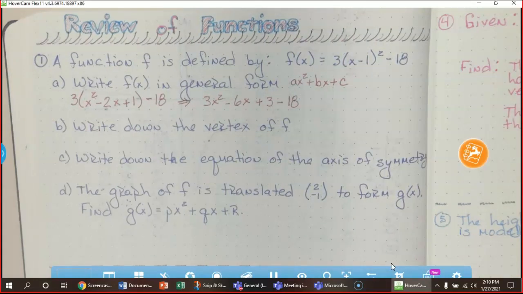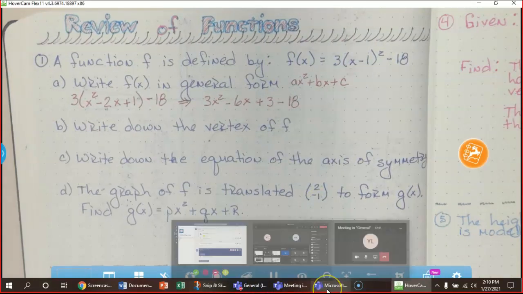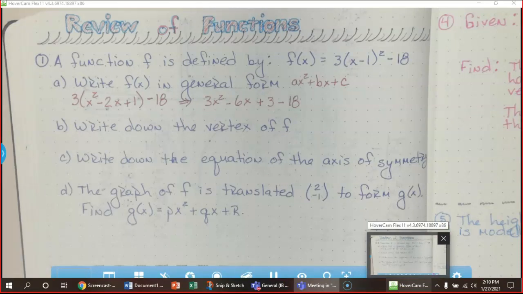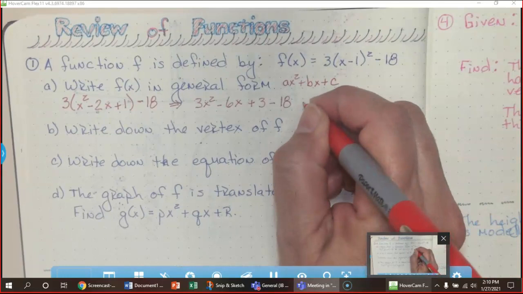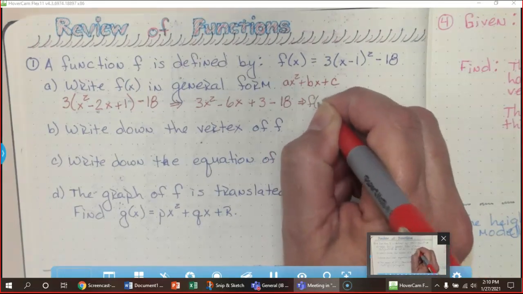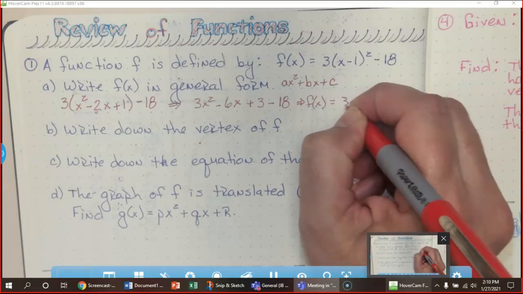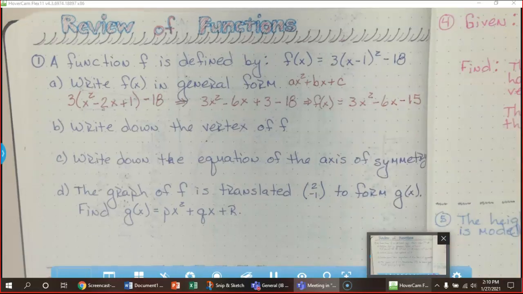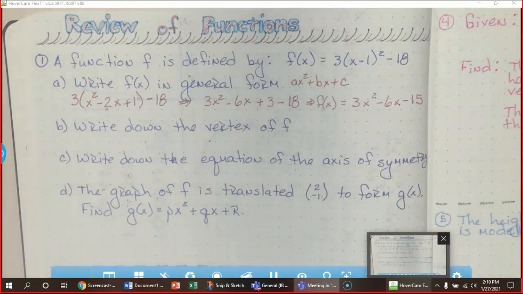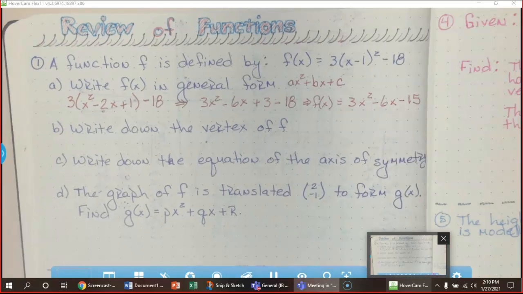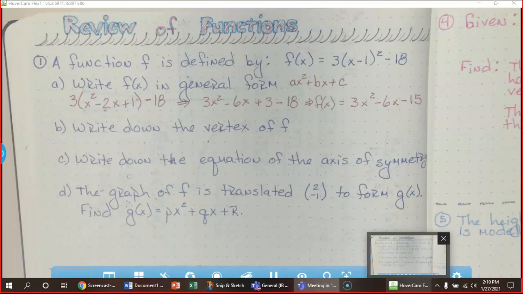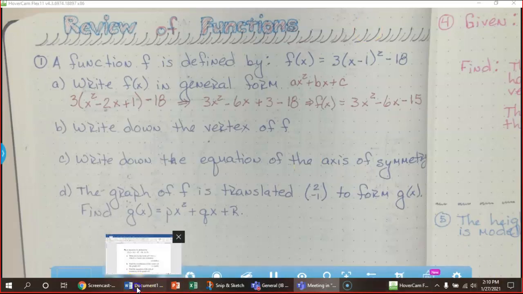All right, so Jessica, tell me, what is C? Negative 15. So do you see why it can't be negative 18, even though we wanted it to? Yeah. Dang it. So now we end up with 3x squared minus 6x minus 15. So we took this original problem and we turned it into standard form, general form, whatever we want to call it.